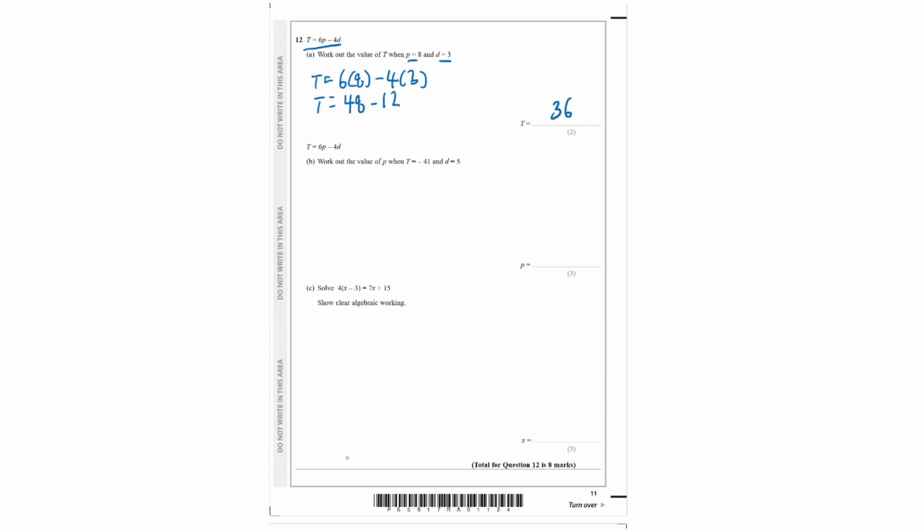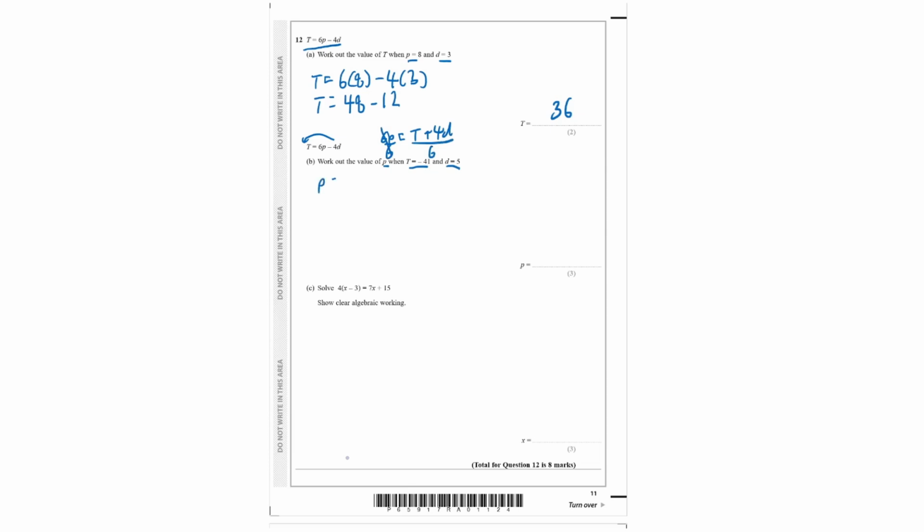T is again equal to 6p minus 4d. Work out the value of p when t is equal to negative 41 and d is equal to 5. We can rearrange this by bringing 4d to the other side. So we have 6p is equal to t plus 4d. And we can divide both sides by 6 to isolate p. And now we can input our values into this equation.